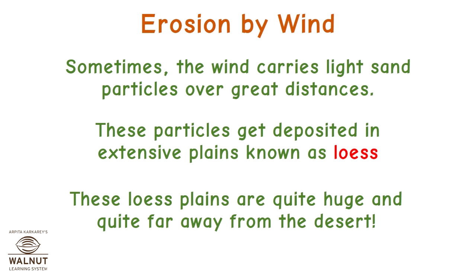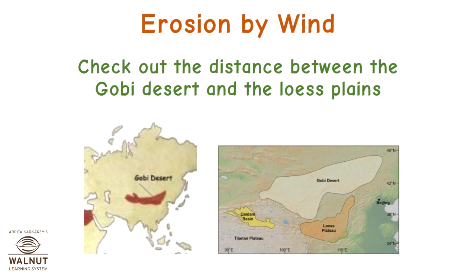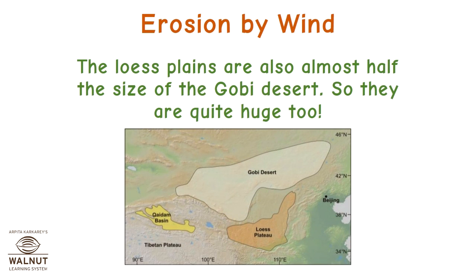Sometimes the wind carries light sand particles over great distances. These particles get deposited in extensive plains known as loess. These loess plains are quite huge and quite far away from the desert. Check out the distance between the Gobi Desert and the loess plains. The loess plains are also almost half the size of the Gobi Desert. So, they are quite huge too.